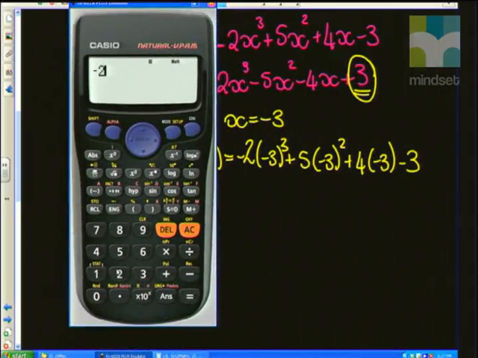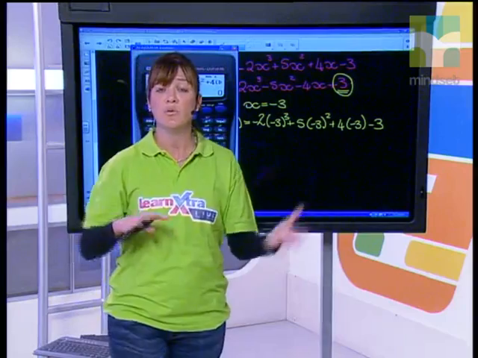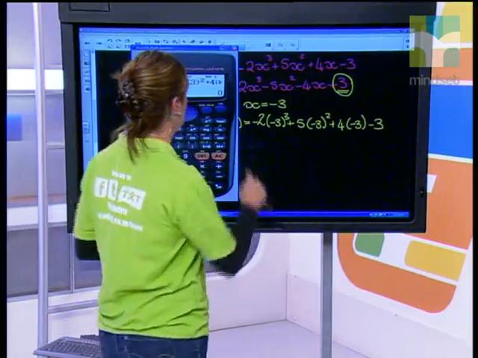So I've got negative 2 times negative 3 cubed, plus 5 times negative 3 squared, plus 4 times negative 3 minus 3. And okay, no, that didn't work. Let's try positive 3. So negative 2 times positive 3 cubed, plus 5 times positive 3 squared, plus 4 times 3, and then minus 3. Yes, okay, it gave us 0. So the negative 3 didn't work, so I tried positive 3. That got me what I was looking for.